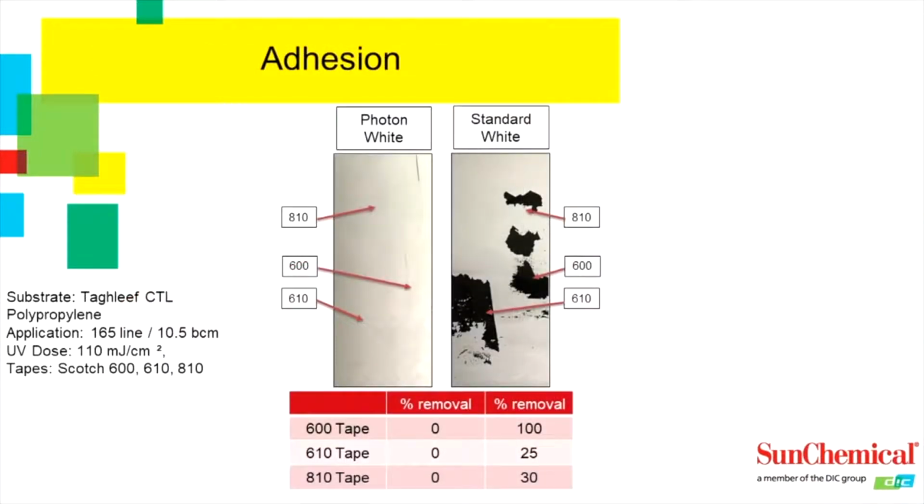Tape adhesion is one very important parameter that people consider when evaluating whites on surfaces. We can use normal 600, 610, and 810 Scotch tapes to evaluate the adhesion of our white inks on various films. Sun Chemical has developed a UV white that is very good for adhesion on difficult substrates. Using our Photon technology, we developed a product which has great adhesion on many difficult substrates. You can see here as this product is compared to a standard white.